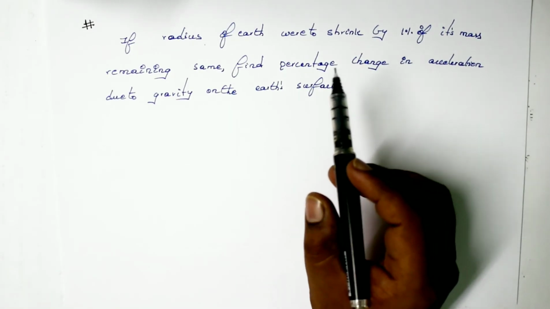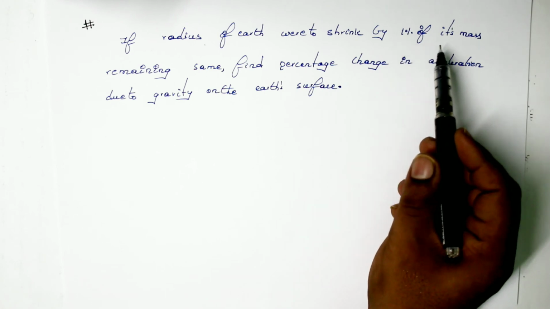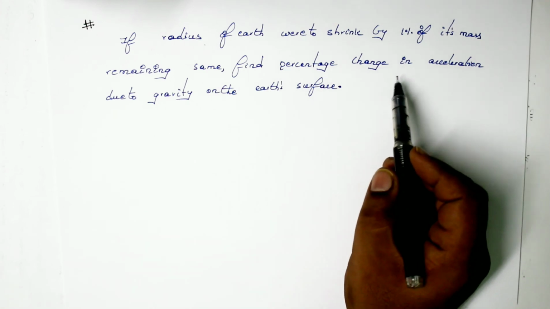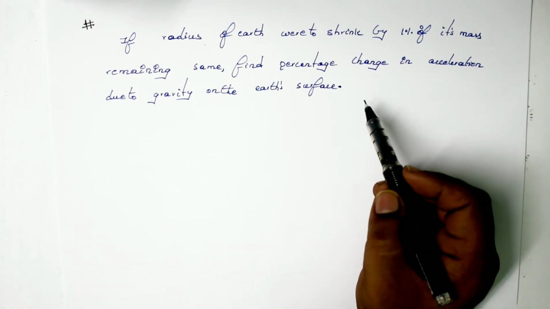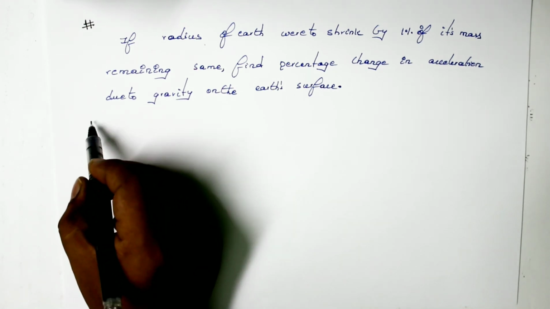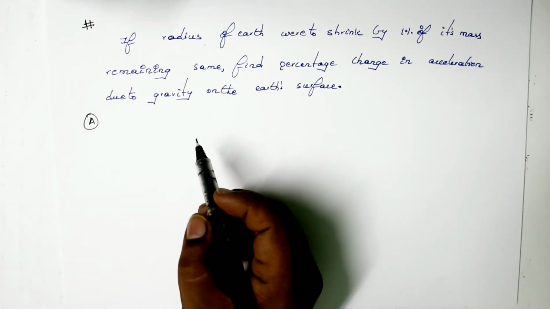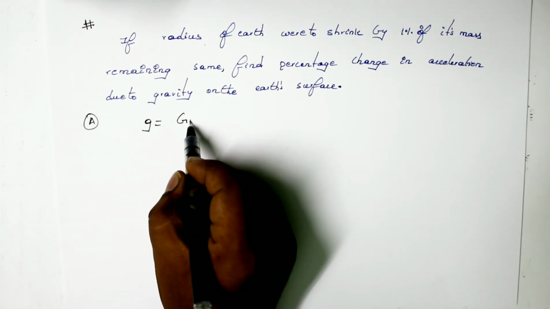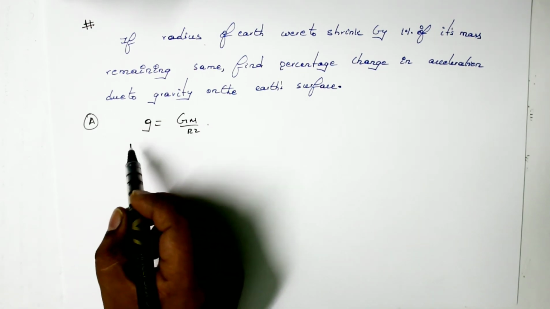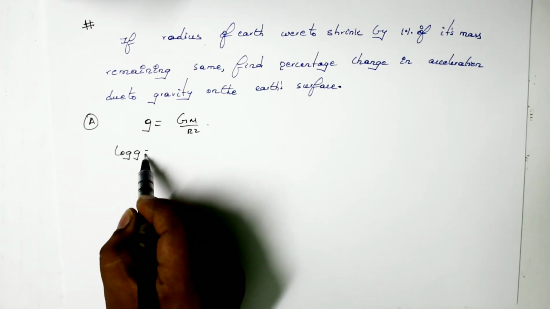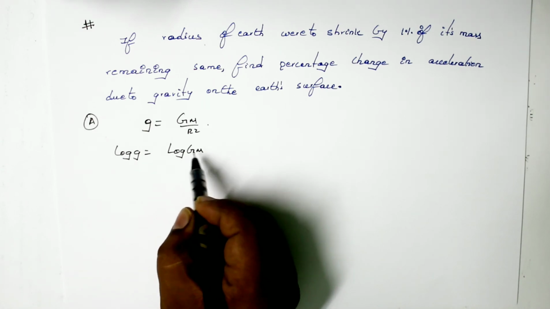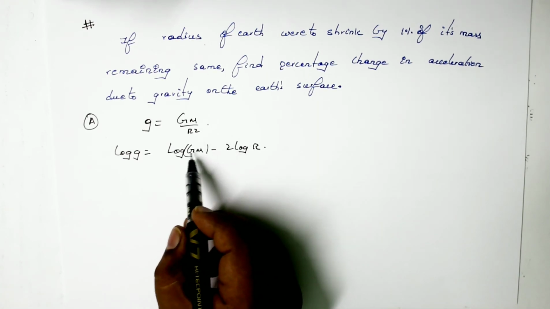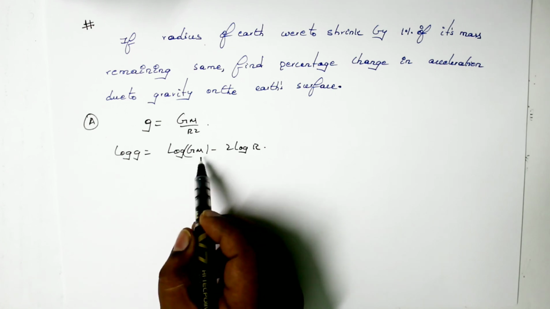Listen. If the radius of the earth were to shrink by 1%, with its mass remaining the same, then find the percentage change in acceleration due to gravity on the earth's surface. These types of problems we can do very easily by applying the concept of logarithms. So let us see how we can do it. We know g is equal to GM divided by R square. Now applying logarithms on both sides, I can write log g is equal to log GM minus 2 log R. G and M both are constant, so both of them I am writing in one logarithm.